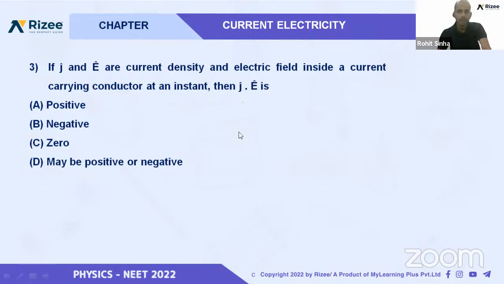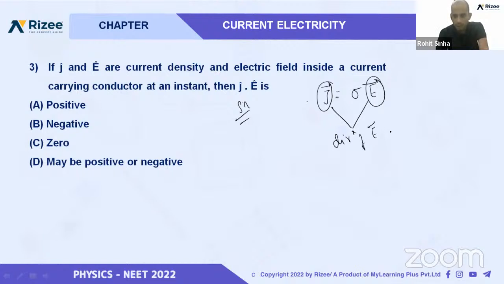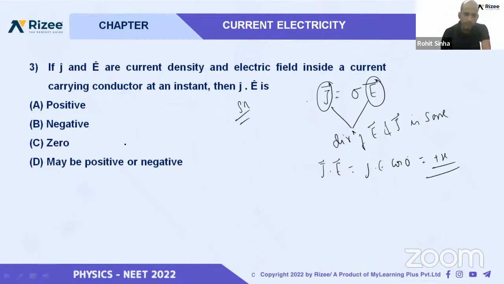Okay, D. Let me see what can be the answer. J and E are current density and electric field. You know one thing: J is equal to sigma E. You know the direction of current density and the direction of electric field is always the same. You should remember this. The direction of E and J is the same. And if the direction is the same, then J dot E is equal to J E cos 0, so it will be positive. How can it be negative?